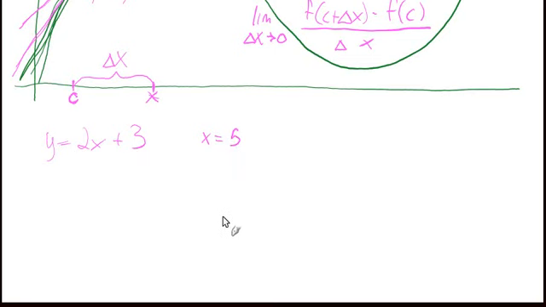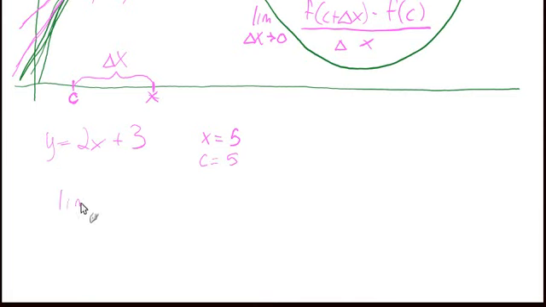Okay. So at x equals 5, that would be like our c. That's the point at which we want to know the slope of the tangent line to this graph. And delta x is this ambiguous thing, so it's not really a value that we need to worry about. So it's really like c is equal to 5, just to help ourselves out understanding.